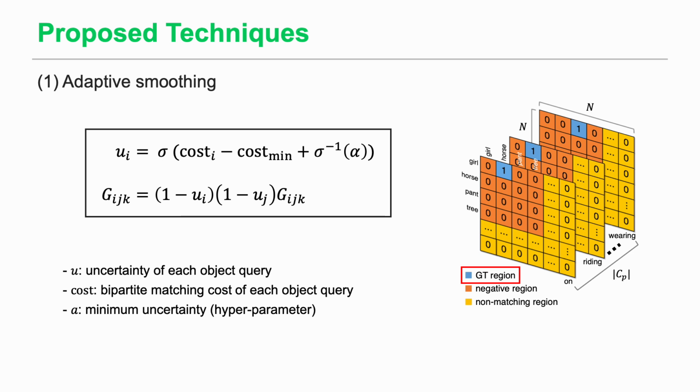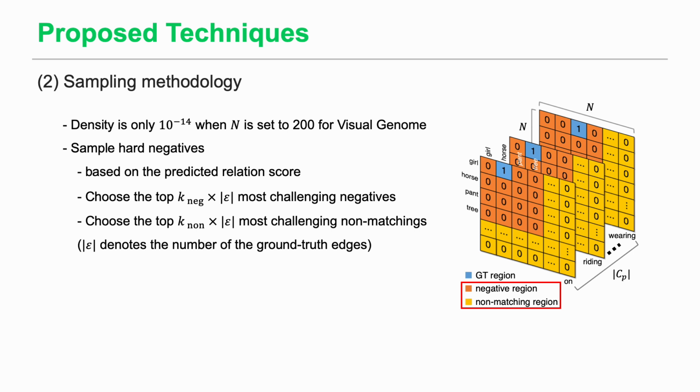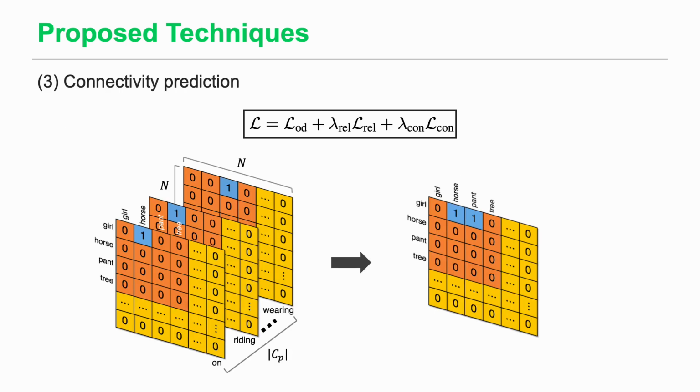With adaptive smoothing, the model is trained with a continuous curriculum that initially focuses on object detection and gradually performs multitask learning. We introduce hard negative mining to diminish sparsity for the negative and non-matching regions. Furthermore, we propose a connectivity prediction that predicts whether at least one edge between two object nodes exists as an auxiliary task of the relation extraction.